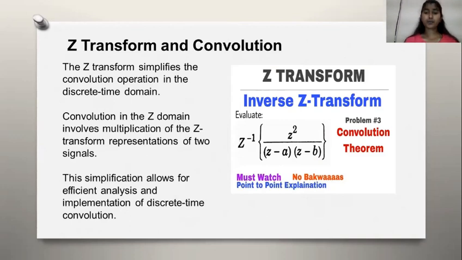The inverse of the Z transform is given as Z inverse of Z square by (Z minus A) into (Z minus B). It is related to the convolution theorem.